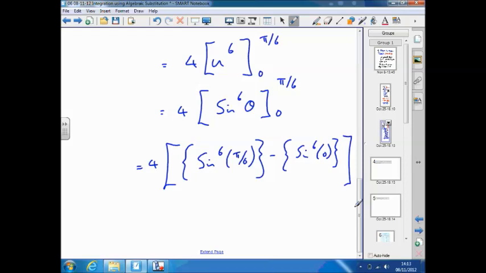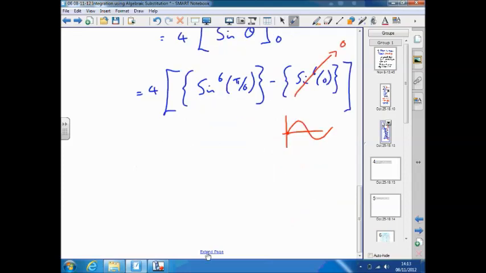Imagine a sine wave. What's the sine of 0? What is the value of it at 0? Where does it start, the sine wave? At 0. It starts at 0, yeah. So this bit, 0. So that bit's gone. As soon as I see that 0, I know that that part's gone. So this turns out to be 4 times sine to the power 6 of pi over 6.